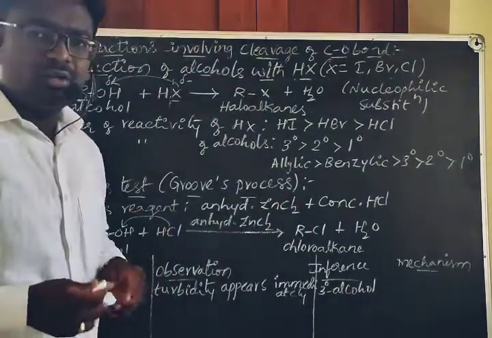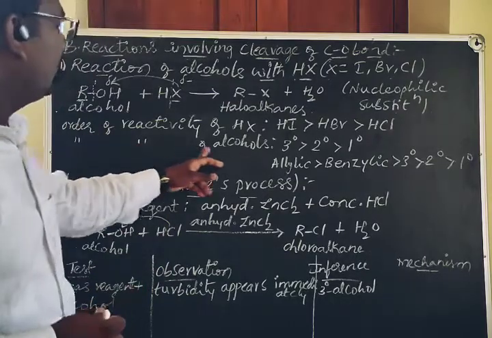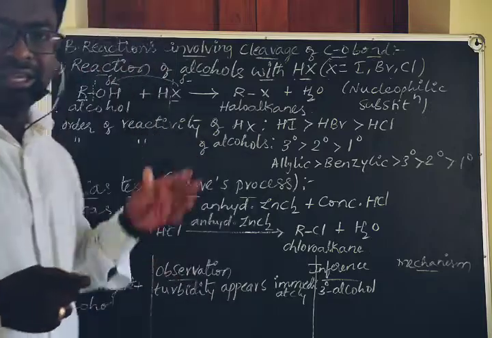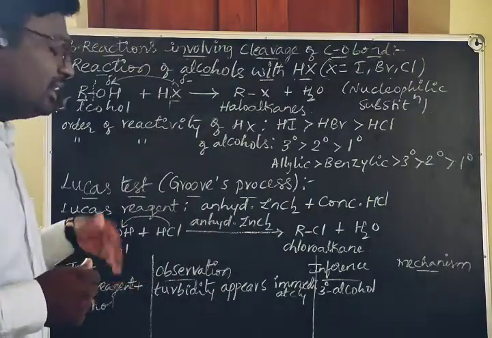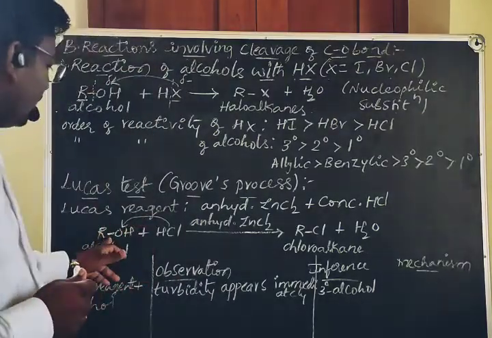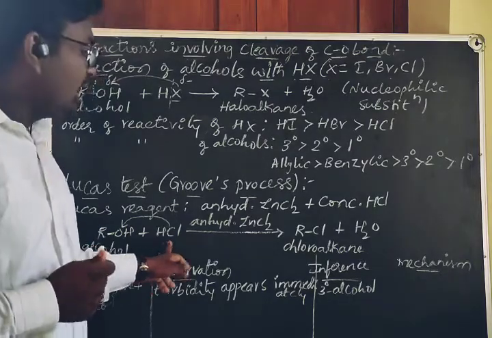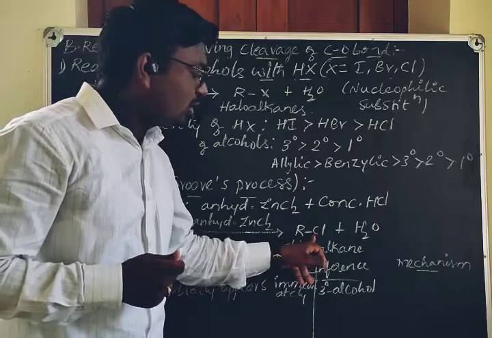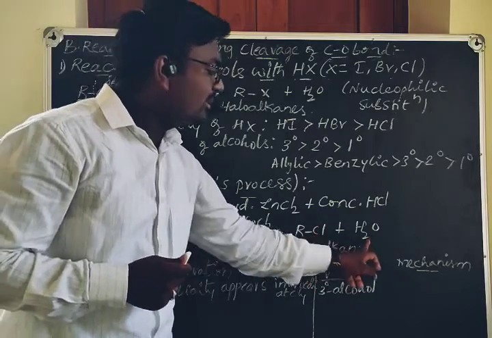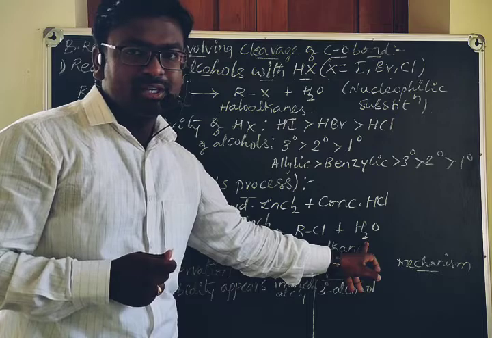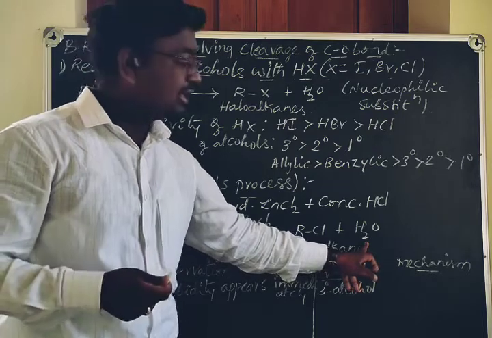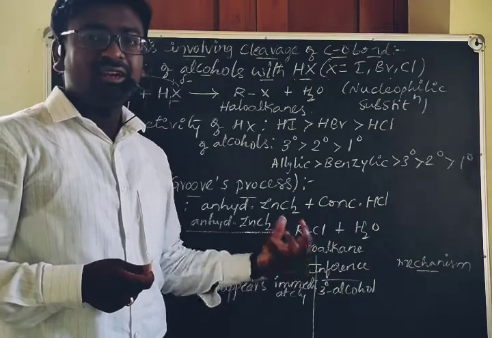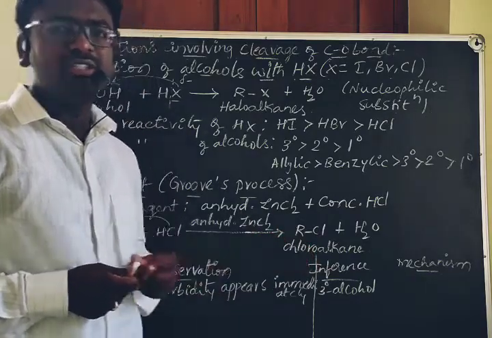As I already told you, in the order of reactivity of alcohols, tertiary alcohols readily undergo the reaction. When alcohols react with HCl, they produce a chloroalkane. These chloroalkanes are immiscible in water, meaning not soluble. Then it produces turbidity, that is our observation.